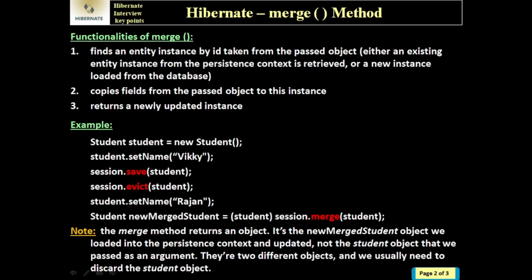Note, the merge method returns an object. It's the new merged student object we loaded into the persistence context and updated, not the student object that we passed as an argument. They're two different objects, and we usually need to discard the student object.